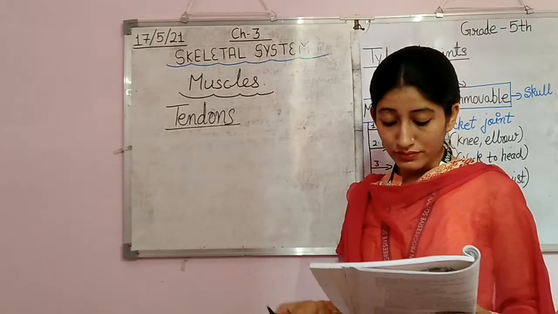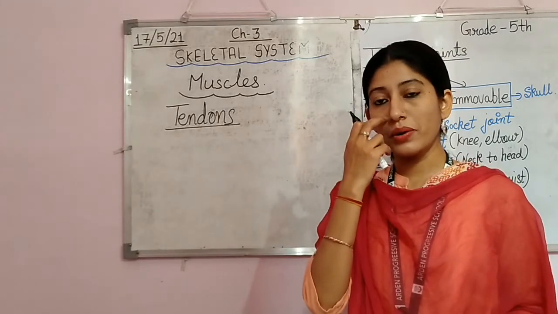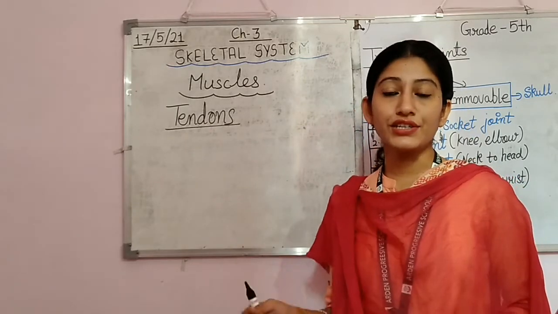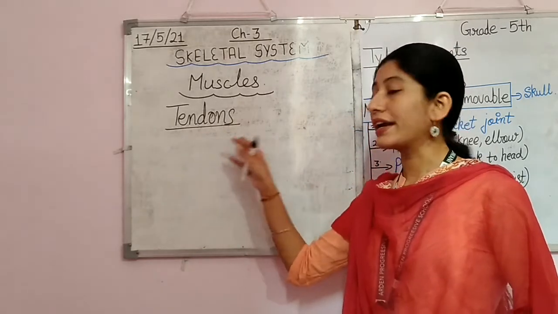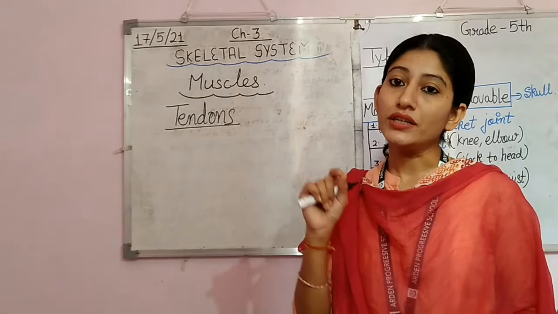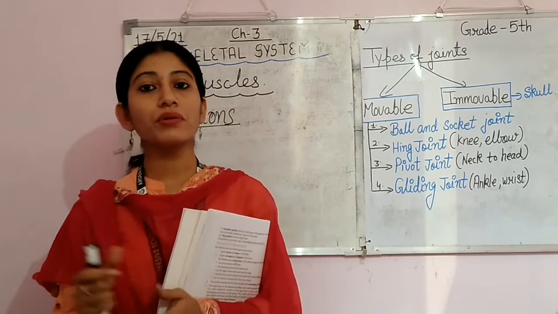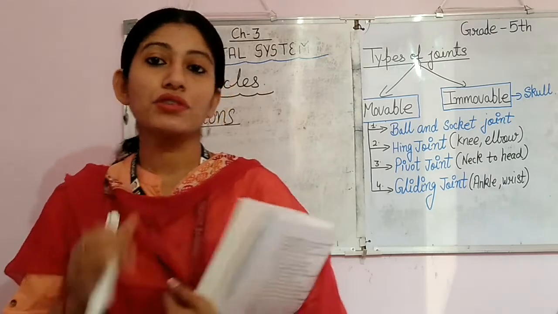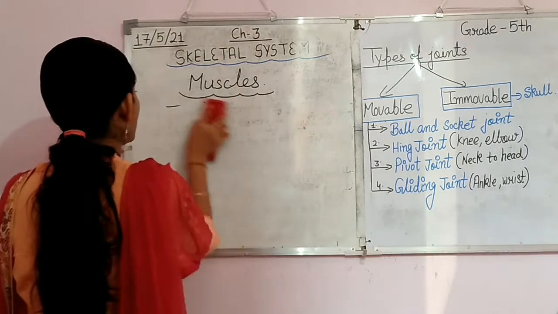Now, when we talk about tendons and muscles, what is their role? The role of muscles is to make the movement of the bones, and the role of tendons is that they help muscles attach to the bone. Okay. Now I hope it is clear to everyone. Now when we talk about muscles, students, here come the types of muscles. There are two types of muscles.